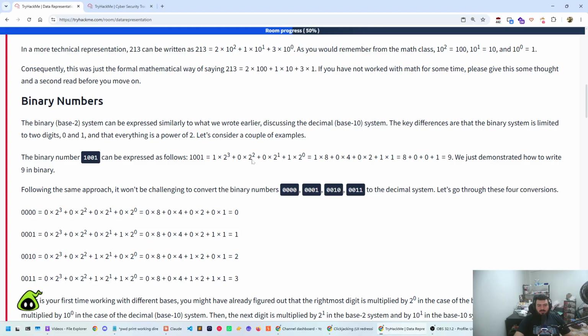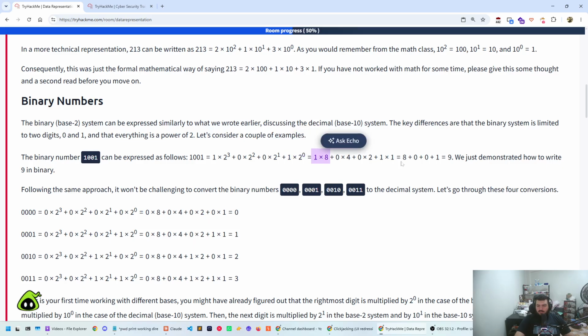0 multiplied by 2 to the power of 2. When 0 is multiplied by anything, it is going to be 0. So whatever this is, it is going to be 0 at the end. This is also going to be 0. And then 1 multiplied by 2 to the power of 0 is also going to result in 1. So the total result of this is 1. Okay?